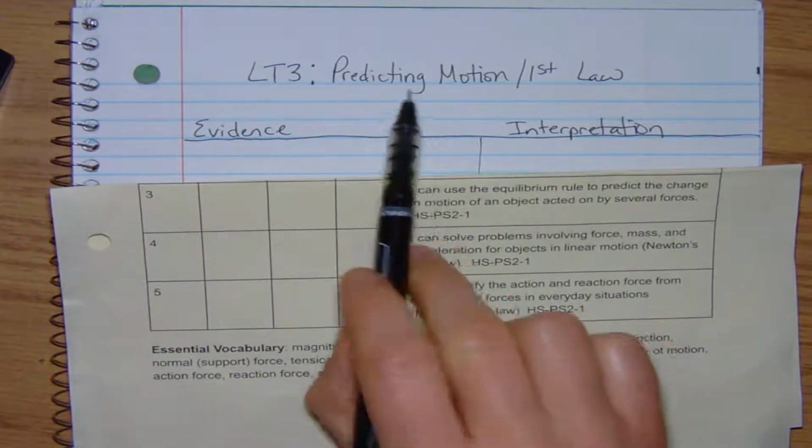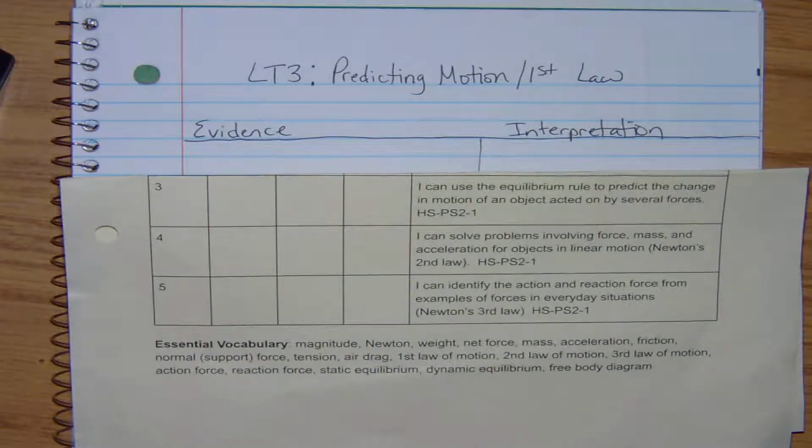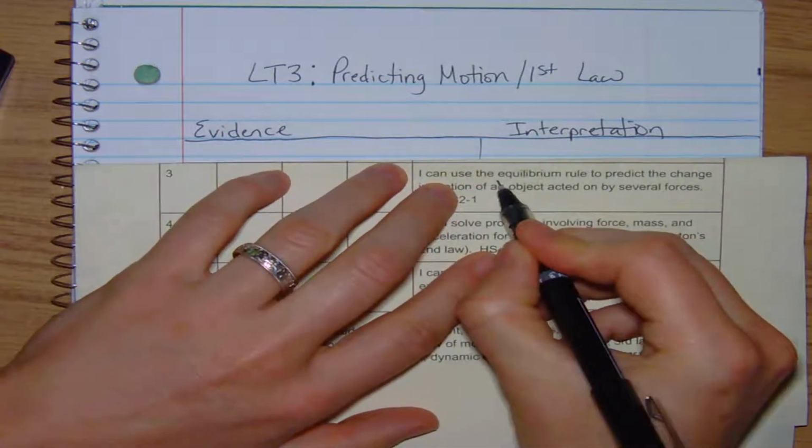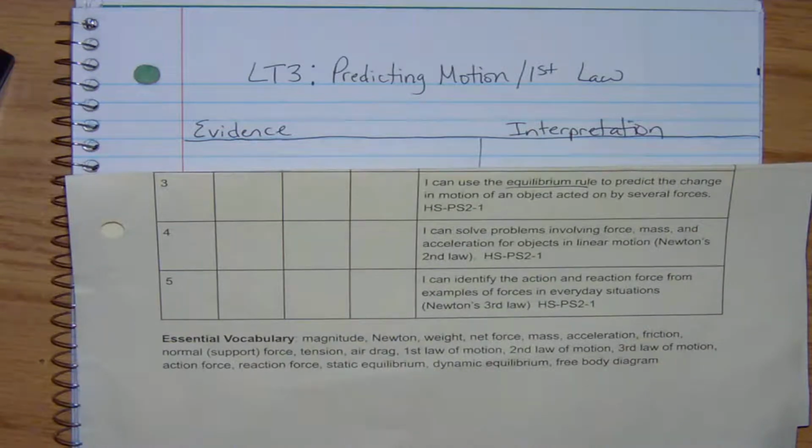And so you could look here, yes, we need to predict motion, but in order to do that, we also have to talk about the first law of motion. So a few things are going to come into play here. All right, we have the equilibrium rule, and again, the first law is going to be needed.